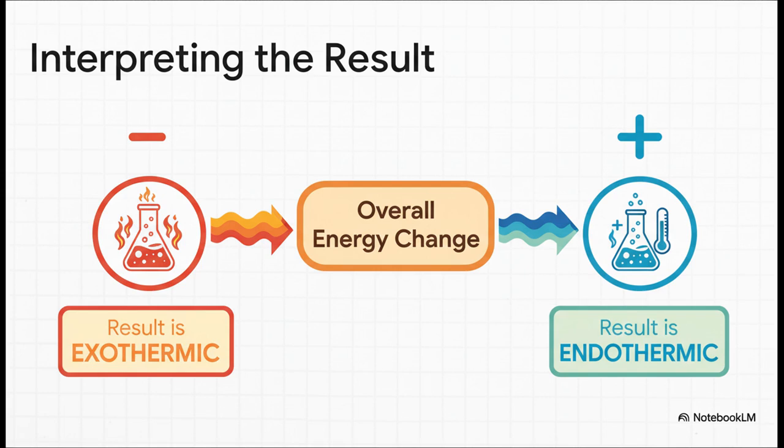So what does your final answer actually mean? It's simple. If your final number is negative, it means more energy was released making bonds than you spent breaking them. So the reaction is exothermic. If your number is positive, it means you had to put more energy in to break the old bonds than you got out making the new ones. That means the reaction is endothermic.